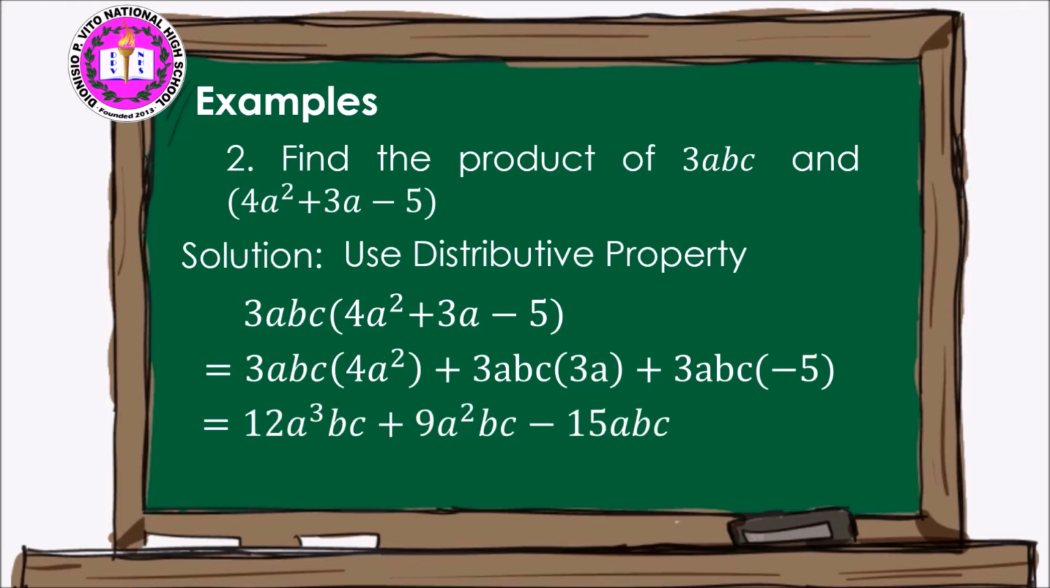which is equal to 3abc times 4a squared is equal to 12a cubed bc, plus 3abc times 3a is equal to 9a squared bc, plus 3abc times negative 5 is equal to negative 15abc.